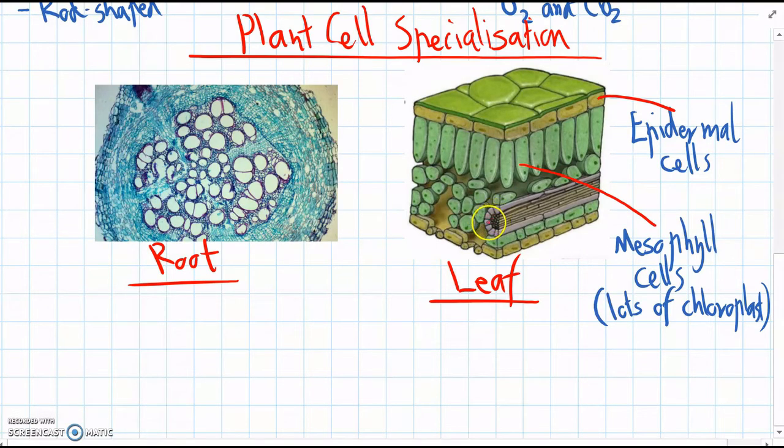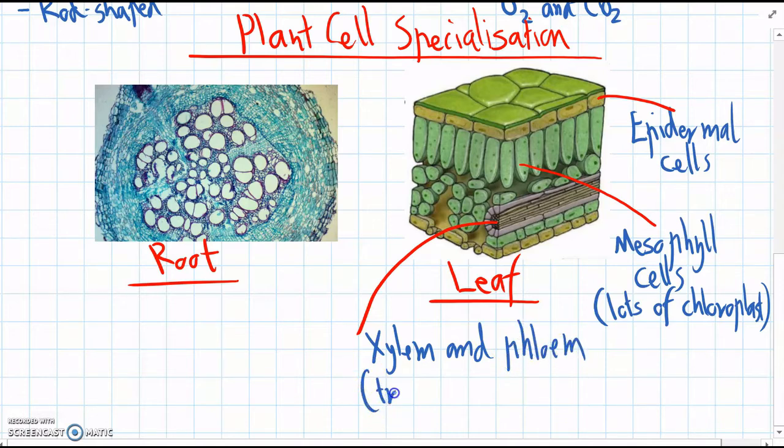And then we can also see these bundles of cells running through the leaf, and these are like the veins for animals. These are called xylem and phloem cells. And the job of these cells is they're hollow and they're like pipes, and they transport water and food all through the plant, just like the veins in animals.